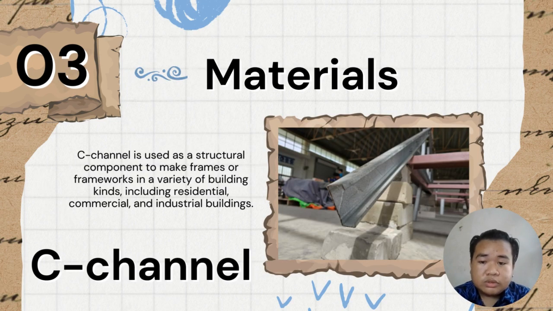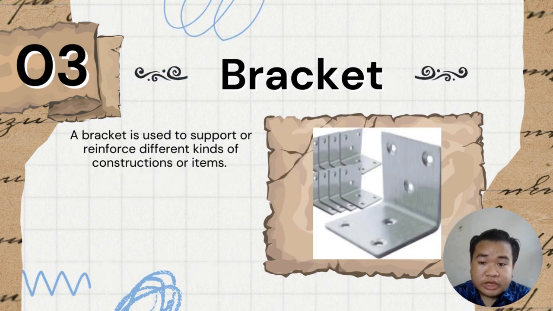One of the main materials used to make a roof truss is C-channel, a structural component to make frames or frameworks in a variety of buildings, including residential, commercial, and industrial buildings. A bracket is used to support or reinforce different kinds of constructions or items. In roof truss, it is used to attach it to the beams of the house.